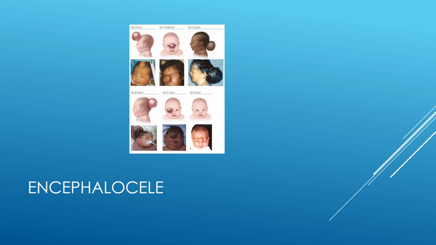Oh, here's another one of these. Encephalocele. I can't say that well. But anyway, this is a herniation or protrusion of the brain and meninges through a defect in the skull. And you can see here, there are some photographs and then some drawings of it. And many times it can be corrected.